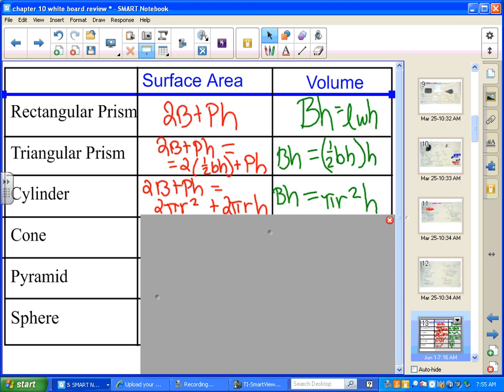Like 30 seconds, go. Okay. Cone, if you haven't written down already, go ahead and write down the surface area and volume formula for cone.